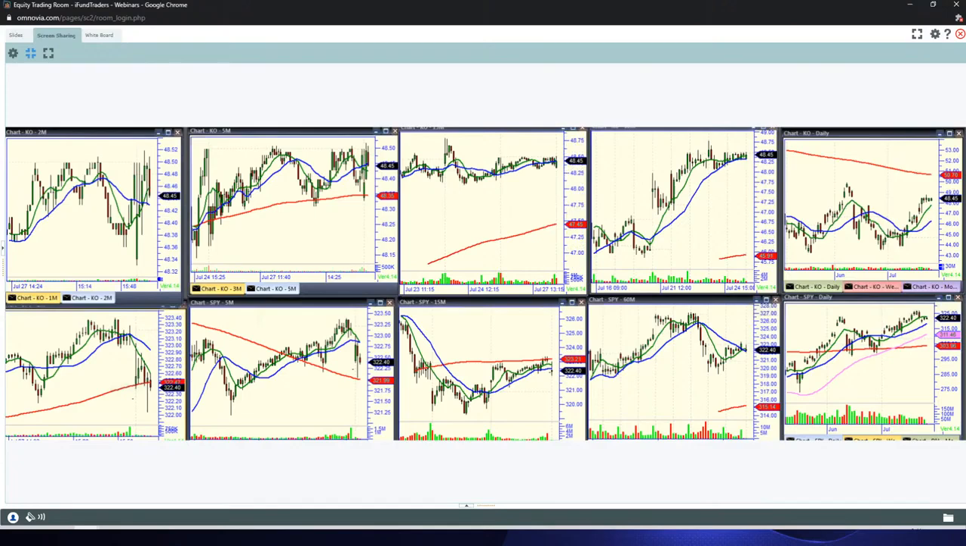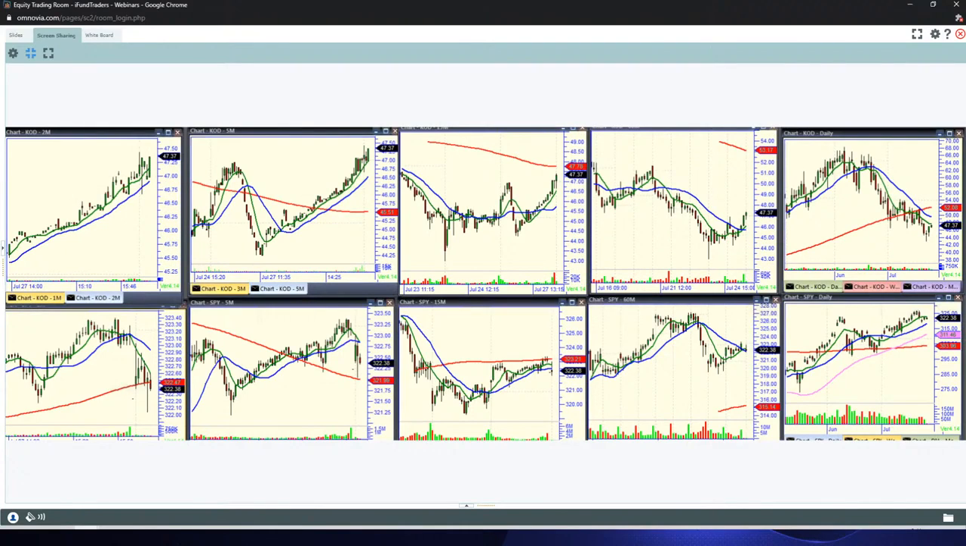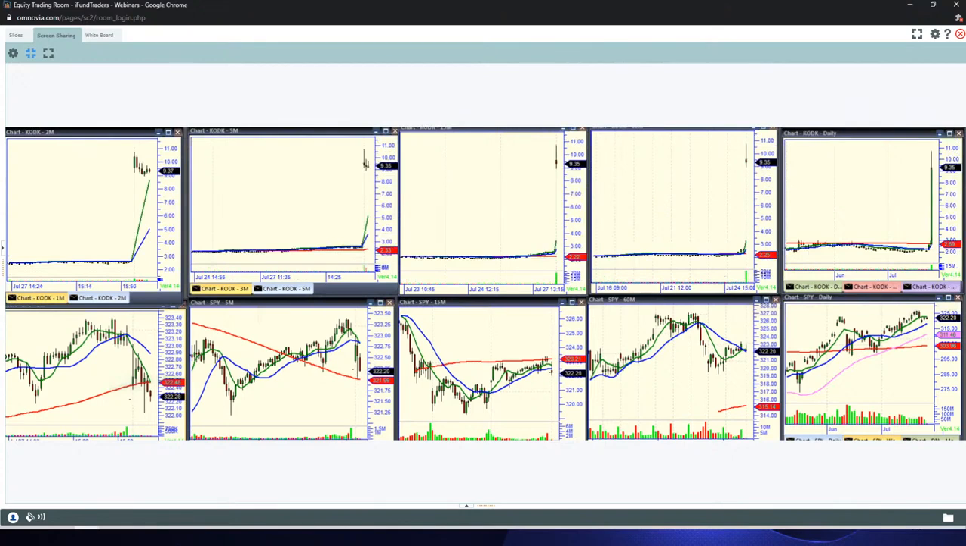Have I seen Kodak? No, I have not seen Kodak. What is that, KOD? Eastman Kodak. What is it, EK? I don't know what the symbol is anymore. Pete, what's Kodak? Give me the symbol. KODK.